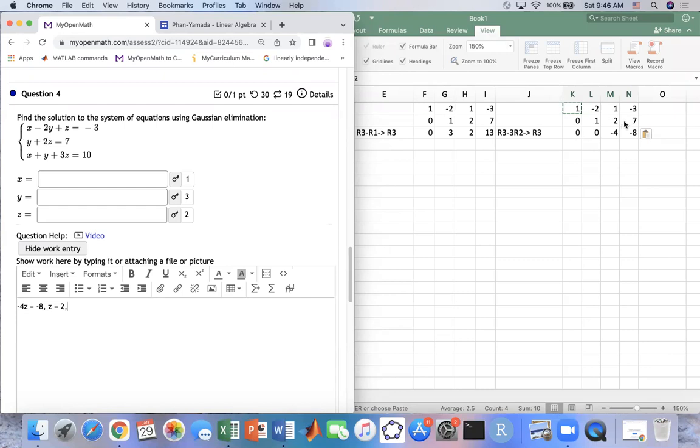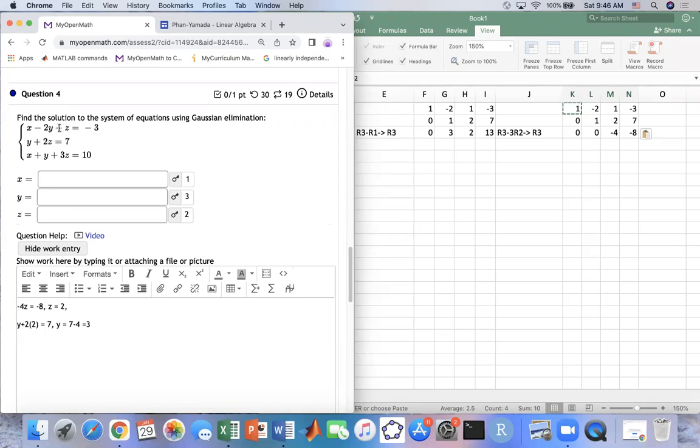Then with z equals 2, I'm going to plug it into this equation right here. I'm going to rewrite that one again. I have y plus 2z, but z is 2, so I'm going to have 2 times 2. This equals 7. So from here, I can see that y would be equal to 7 minus 4, which means y equals 3.